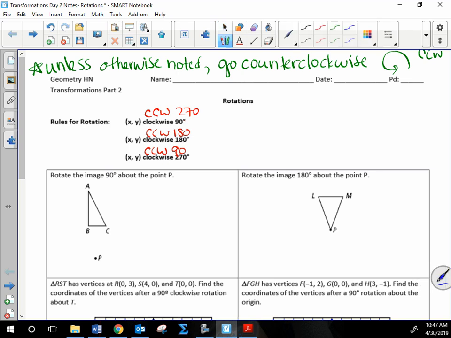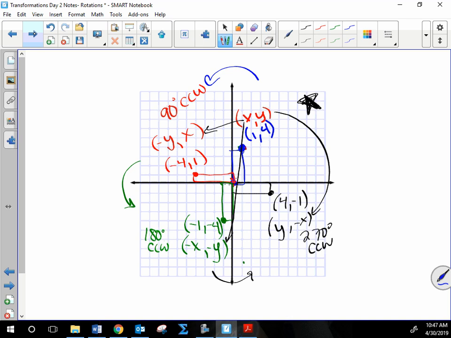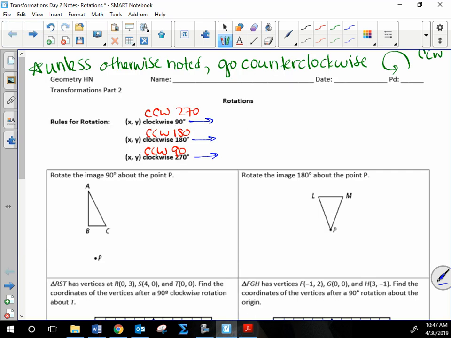Now we're going to write out what the new rule is for each of these. So let's start off with our counterclockwise 90, since that was the first thing we did. Our original point (x, y), we went counterclockwise 90, became (negative y, x). That is our rule. (Negative y, x) when we went counterclockwise 90.